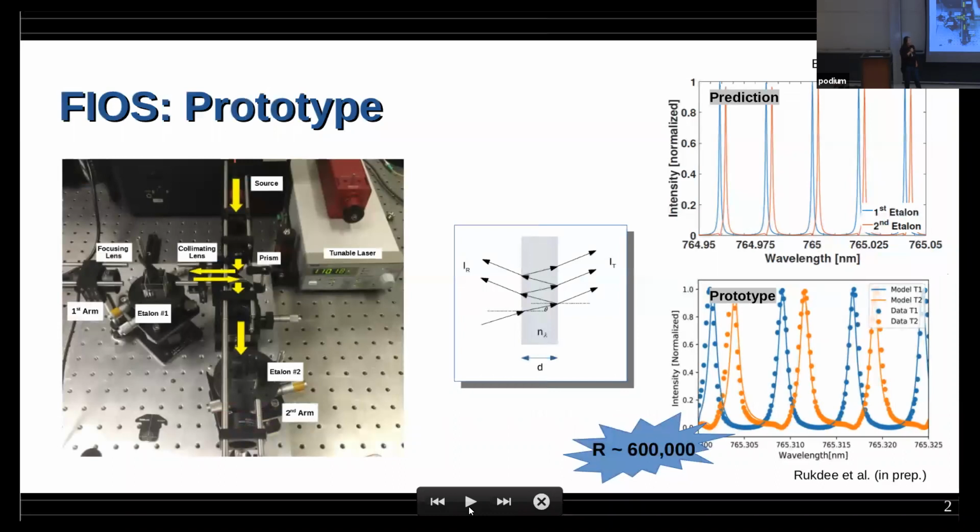So now we have the prototype going in our lab and are trying to see whether this concept is going to work or not. We have the two echelon arms going, and once we have multiple of them, we can fit those slots over there and try to sample the oxygen A band. And this is the prototype that is now reaching 300 to 500,000 of spectral resolution.